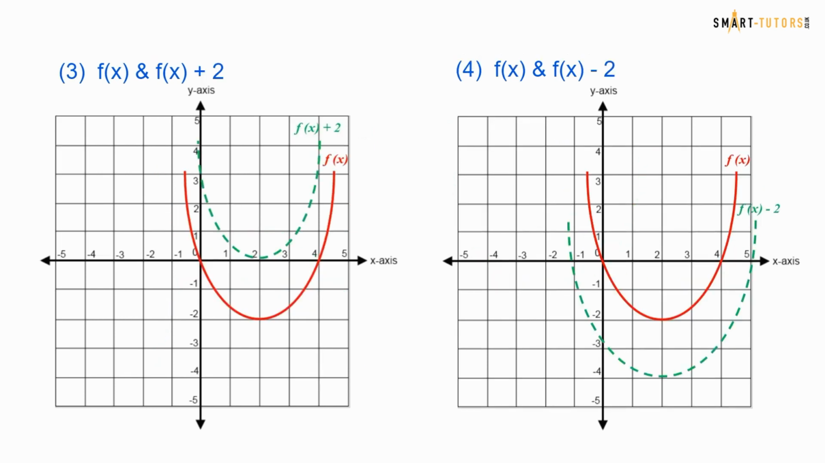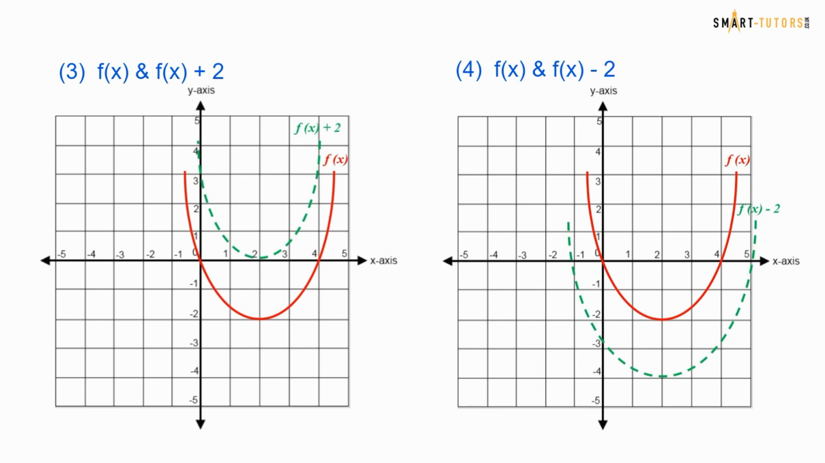Type 3, f(x) and f(x) plus 2. The red color graph is the f(x). f(x) plus 2 means the entire graph is going to be translated upwards by 2 units. So the minimum point is going to be moving upwards by 2 units.